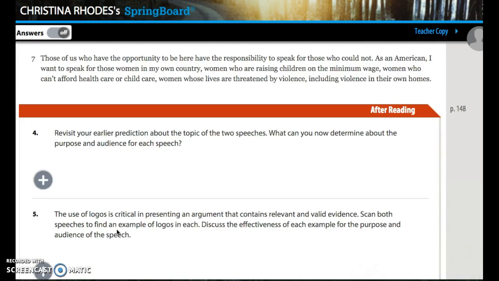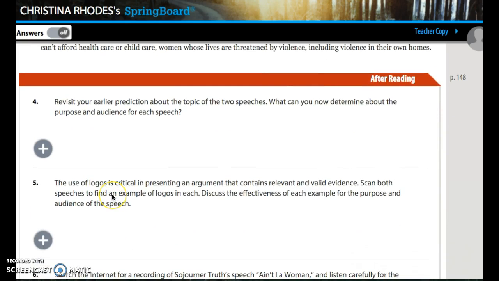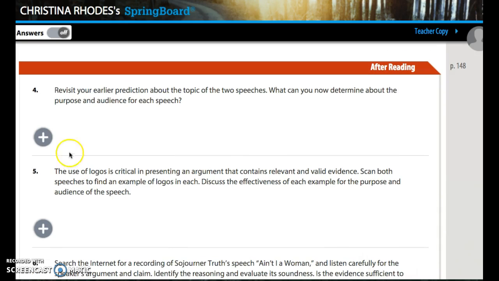Okay, after you have marked the text for all of those things, number 4 says revisit your earlier prediction about the topic of the 2 speeches. What can you now determine about the purpose and the audience for each speech? Please write that under number 4 now. I'm going to pause it.